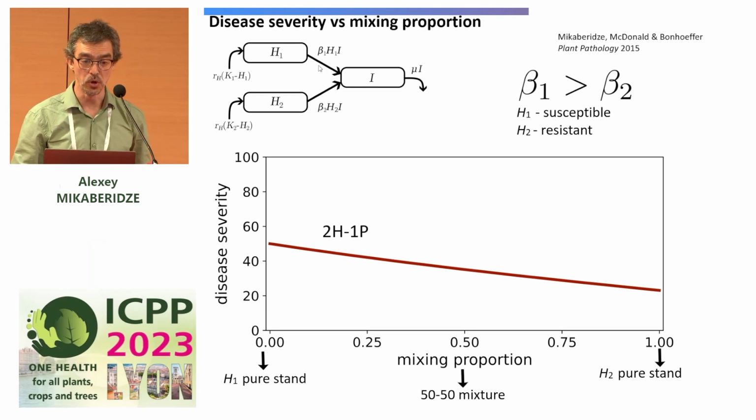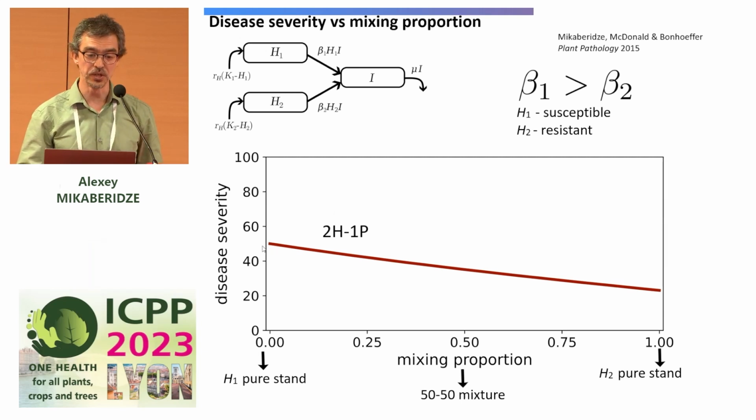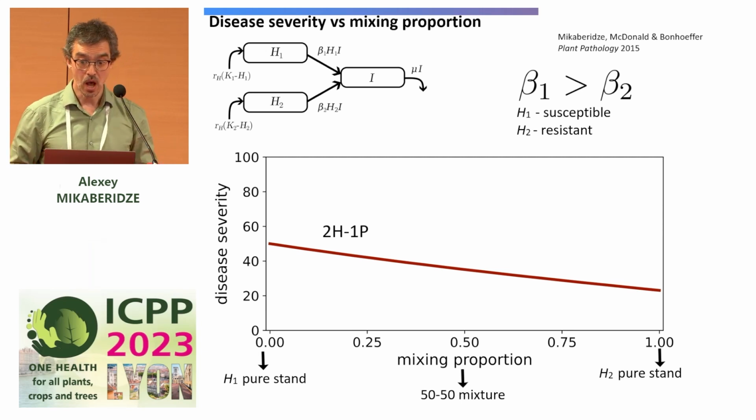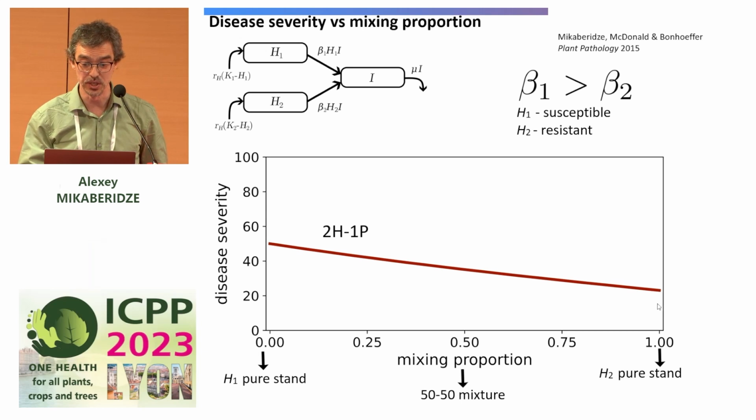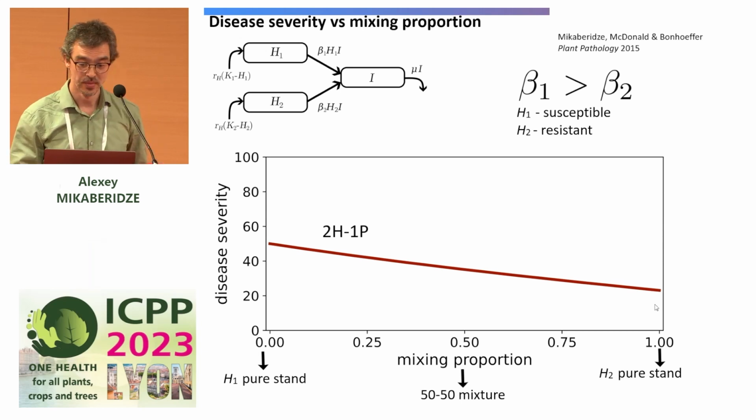So for this simple model, when we have just a uniform pathogen population with only one infected compartment, disease severity decreases linearly when we increase the proportion of the resistant cultivar in the mixture. So it's a sort of boring outcome. Actually, it doesn't make sense to plant a mixture, because in order to suppress the disease as much as you want, you are better off planting just the pure stand of the resistant cultivar.